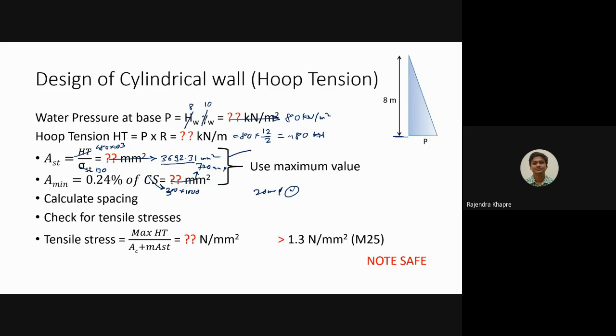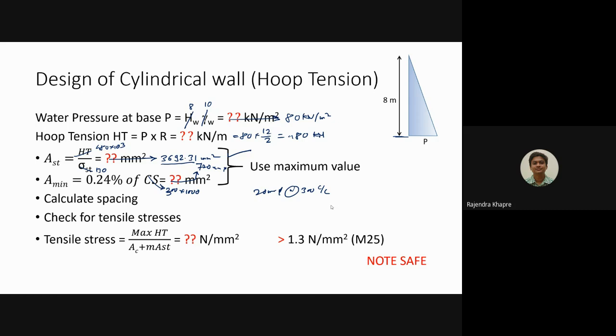20 dia bars, what will be the spacing for 3692 millimeter square cross section area? So 308. This is a spacing, right? So we can go for 300, isn't it? Because the thickness of the wall is 300, so we can definitely go for 300 center to center.